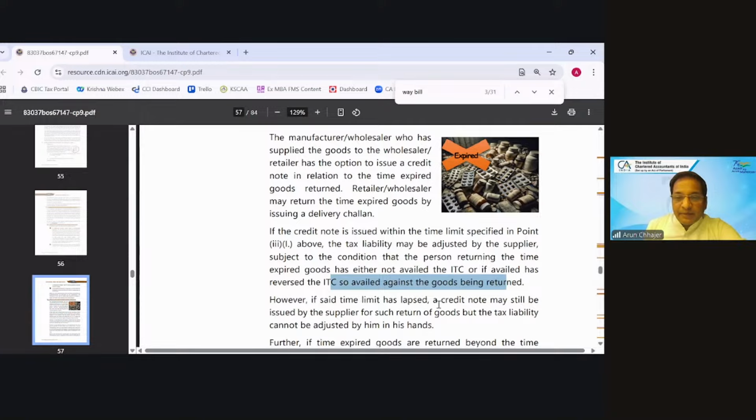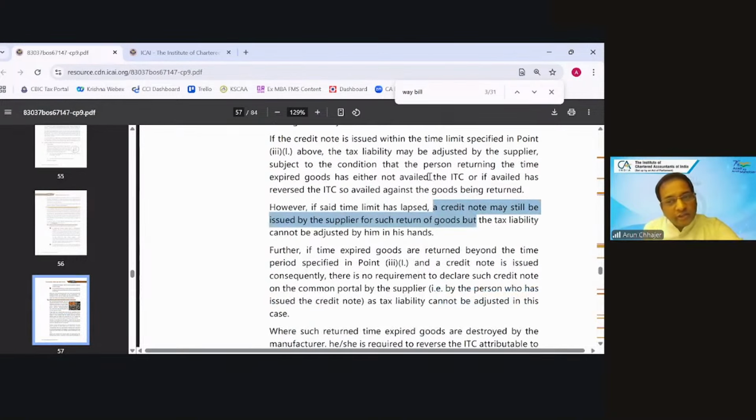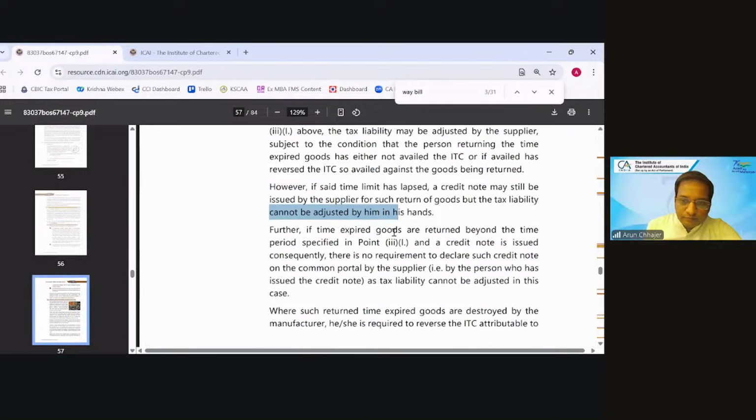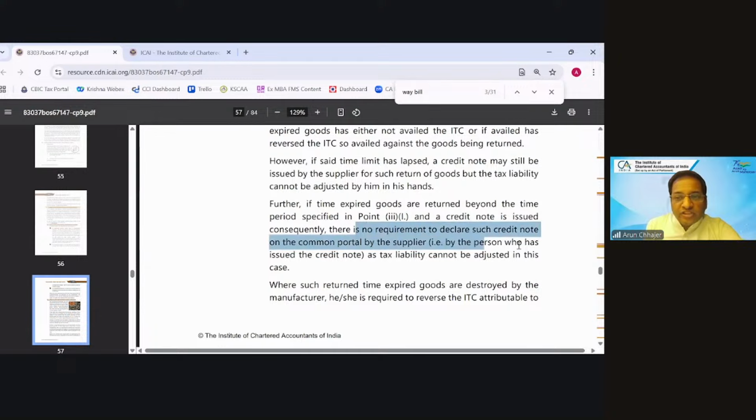However, if the set time limit has lapsed to declare the credit note, the supplier can issue the credit note, but that credit note will be called a financial credit note or commercial credit note, and tax liability cannot be adjusted. And for such a financial or commercial credit note, there is no requirement to declare that credit note on the common portal by the supplier, as the tax liability cannot be adjusted in this case.